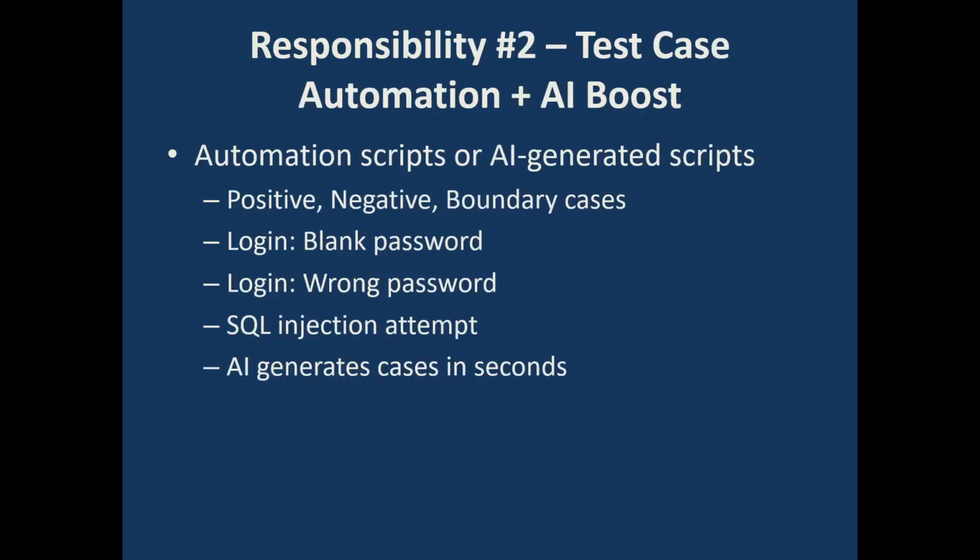The second responsibility is test case automation plus AI boost. Manual test cases are slow. Modern testers write automation scripts or use AI-generated scripts. It covers positive, negative and boundary cases. For example, a login form with a blank password, a wrong password, or an SQL injection attempt. AI generates these cases in seconds and the tester focuses on exploratory testing.